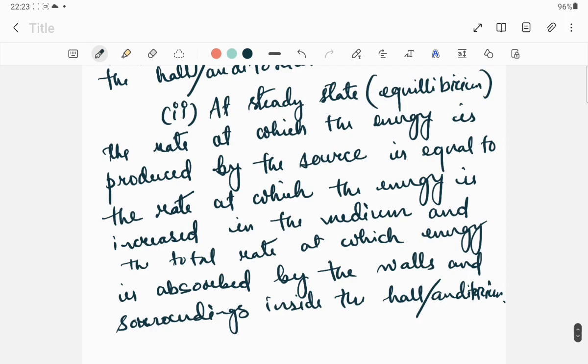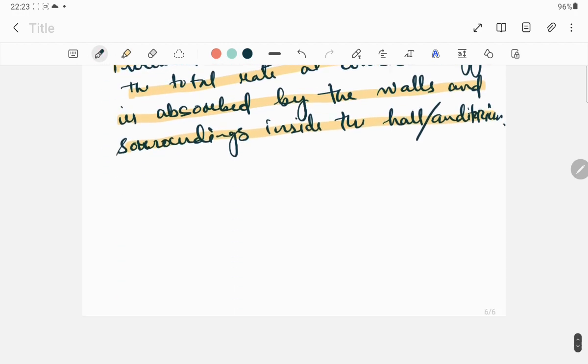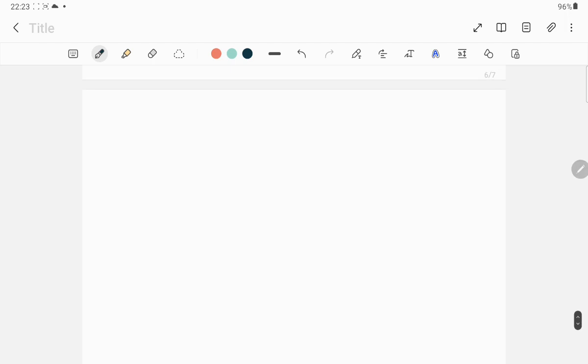That means, again let us go through it. It says that at steady state, the rate at which the energy is produced by the source, means the power of the source, is equal to the rate at which the energy is increased in the medium and the total rate at which energy is absorbed by the walls and surroundings inside the hall or the auditorium. Now this derivation is to be done in several parts. So let us go into part 1.